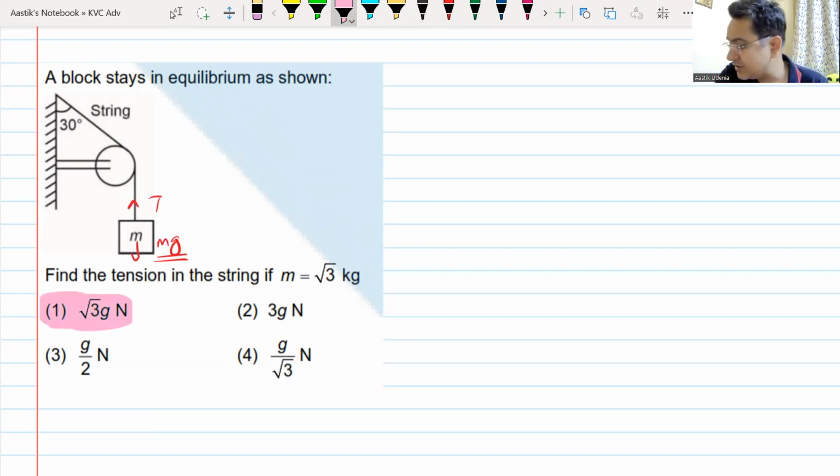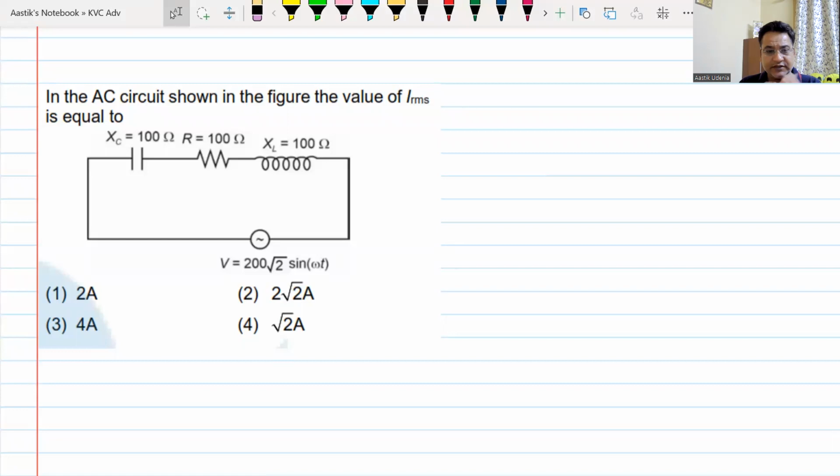This is 30th January, shift 2, the paper that we are discussing now. This is the next one. In an AC circuit, what is the value of IRMS? This is a straightforward question, and you should be able to give me the answer straightforward. And the answer is 2 root 2 amperes.